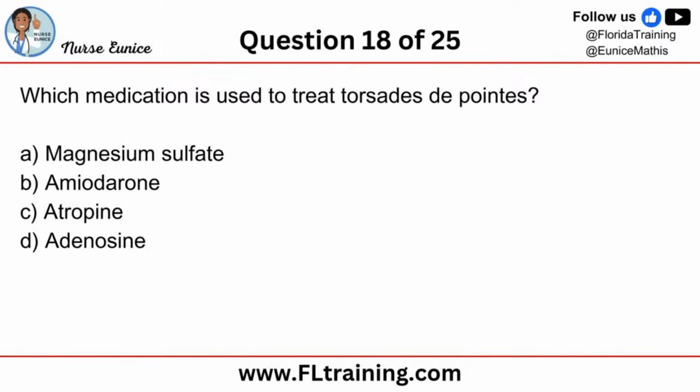All right, so question 18. Which medication is used to treat Torsades de Pointes? And that would be the twisting of the QRS complexes. And I'll show you an image of it on the next slide. Whenever someone has a twisting of their QRS complexes, would you give them magnesium sulfate, amiodarone, atropine, or adenosine?